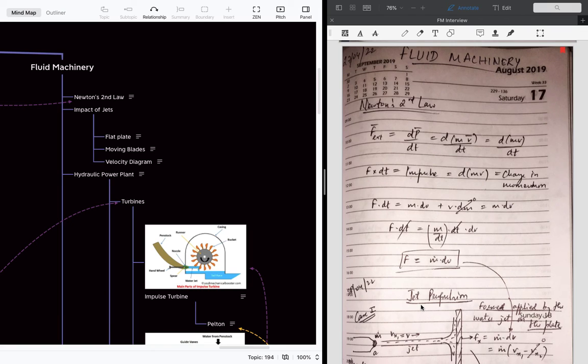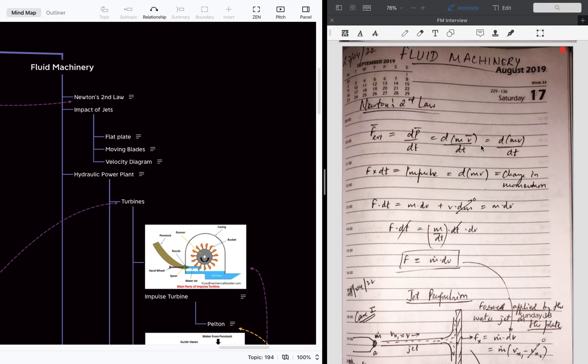The last part of fluid mechanics for interview preparation. So, in fluid mechanics, the important law to be discussed is Newton's second law. As we know, the external force is nothing but the change in momentum, that is dp by dt.